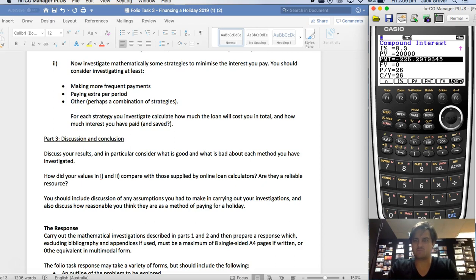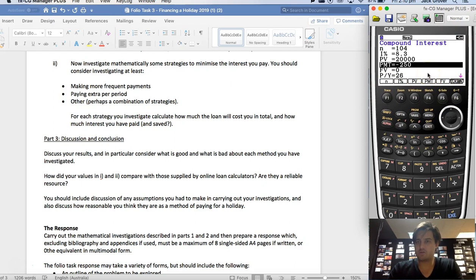So if we go exit, let's just say, instead of paying $226, let's say we pay $250. So an extra $23 and a bit. So negative 250. All we've done here is just change the amount that we're paying per fortnight. So we're paying more money than the bank said is our minimum amount, and we're going to see what effect that actually has on the loan. So we're paying $250 instead of the $226.